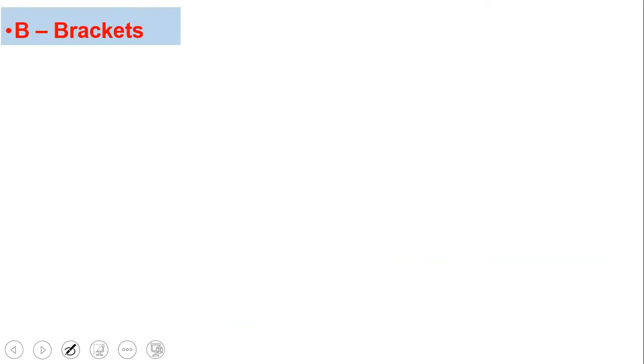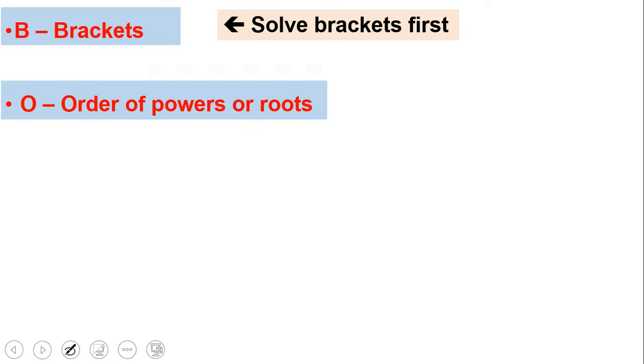So let us discuss what happens actually. B stands for brackets, meaning solve brackets first. In any expression, if there is a bracket, then we solve it first. Is that clear? Order of powers or roots: if there is any power or root in an expression, you solve it in order from left to right.